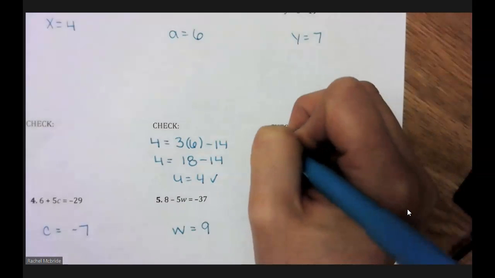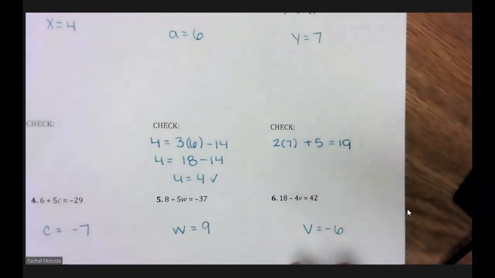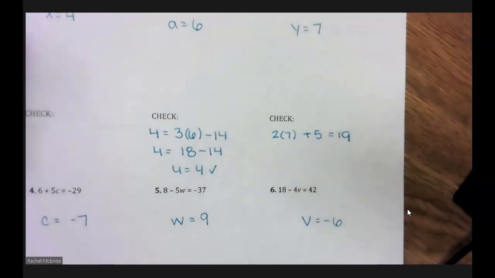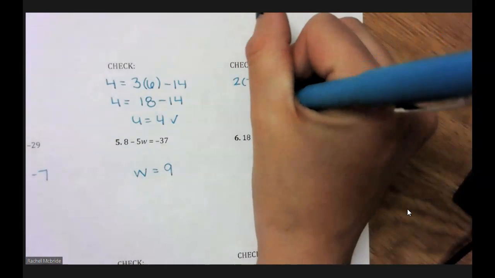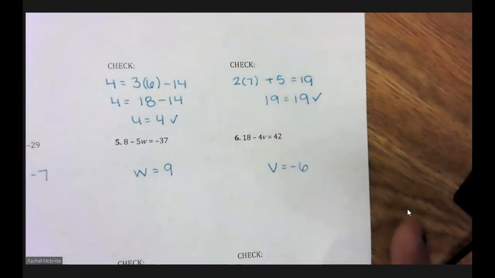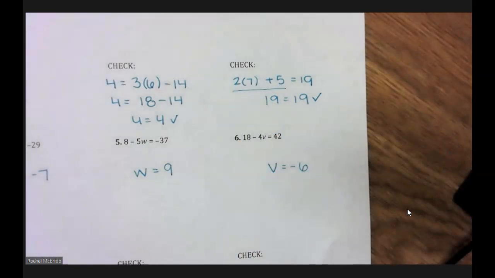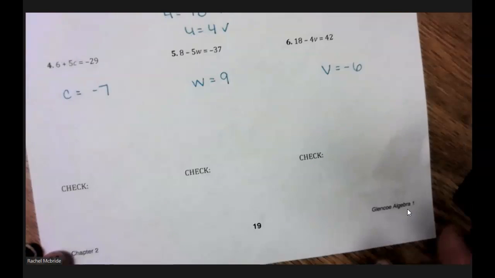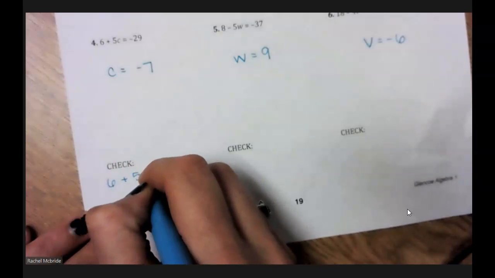Y equals 7. So I wanted to see 2 times 7 plus 5 equals 19. Now if you wanted to just go to your calculator and type that in, you would say 2 times 7 plus 5, and you get 19. Then you could say, okay, 19 equals 19. I'm looking for, again, this line where you plug the variable back into the original. So if I have a check, I'm looking for that plugging in.